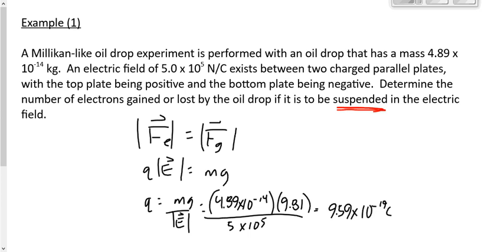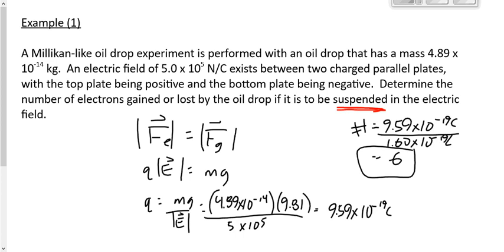Okay, there's my charge. We want to find the number of electrons, though. How do you find the number of electrons? Yeah. The number of electrons is the total charge, 9.59 times 10 to the minus 19, divided by the charge of one electron. And that's going to give me, I think it's 6, isn't it? Yeah. 6 electrons. Gained or lost? Ooh. Gained or lost? In other words, is this oil drop negative? If the electrons have been gained, the oil drop is negative. If the electrons have been lost, it becomes positive.